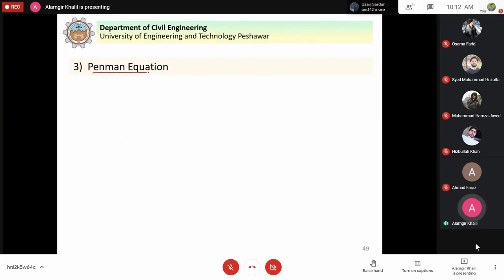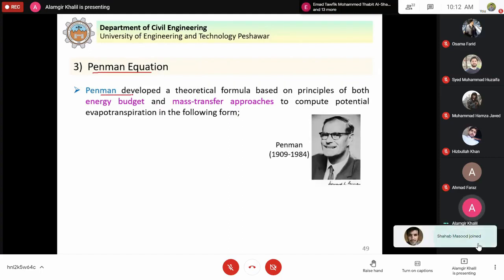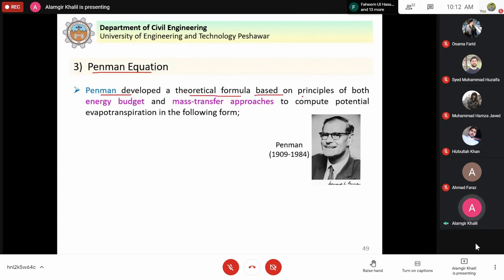The third important method is known as the Penman equation. Penman developed a theoretical formula based on principles of both energy budget and mass transfer approaches to compute potential evapotranspiration, which we defined earlier. You might have studied this Penman equation in hydrology also, in the chapter on evaporation, where we have different methods to estimate the evaporation from a water body. So Penman developed this theoretical formula based on the principles of both the energy budget method, where we consider the energy budget of the water body to calculate the evaporation, and the mass transfer approaches.